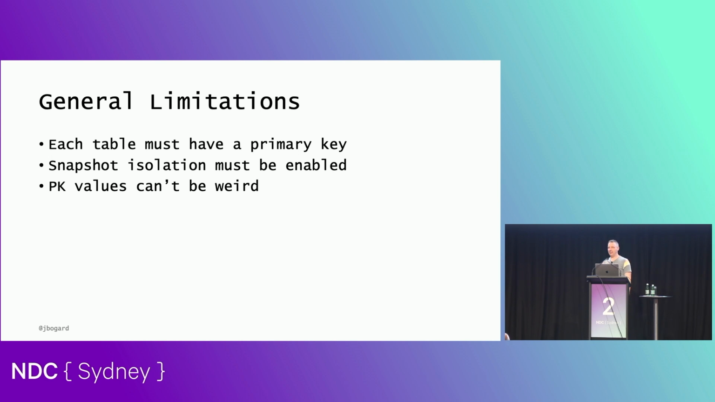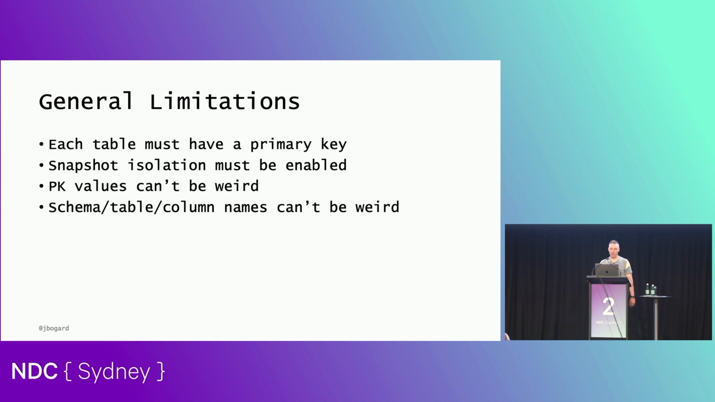The primary keys can't be weird. And by weird, I mean XML. You can have XML as a primary key, but I don't know why you would do it, and this tool can't support that. Things like images, you can't have an image as your primary key. These are things that you would probably never see, but they can't be weird.